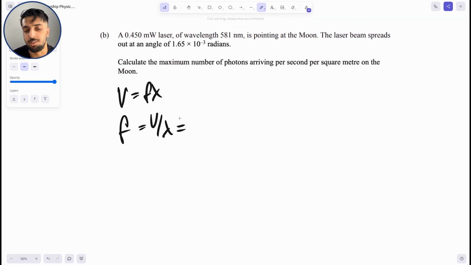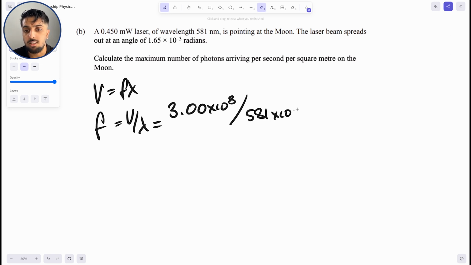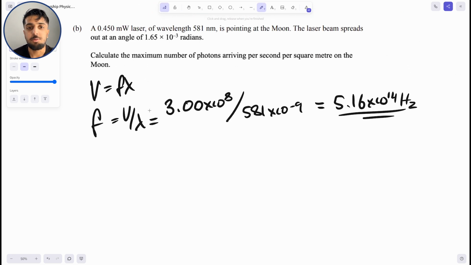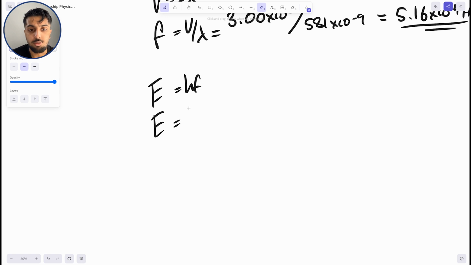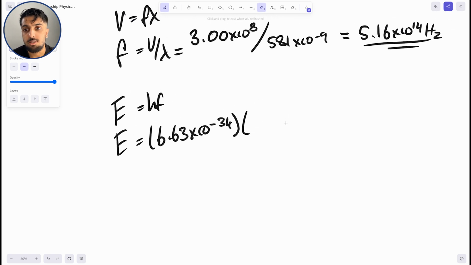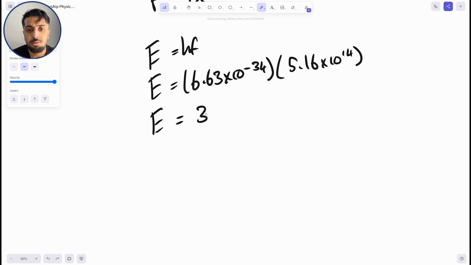Again, as this is light, the velocity of the wave is just the speed of light, and so that's 3.00 times 10 to the 8 divided by our wavelength, which is 581 times 10 to the negative 9. And that gives us a frequency of 5.16 times 10 to the 14 hertz. So now that we have the frequency, we can find the energy of those photons. Using E equals hf, E is equal to Planck's constant, which is 6.63 times 10 to the negative 34, times our frequency, which is 5.16 times 10 to the 14. And that gives us an energy of 3.42 times 10 to the negative 19 joules.